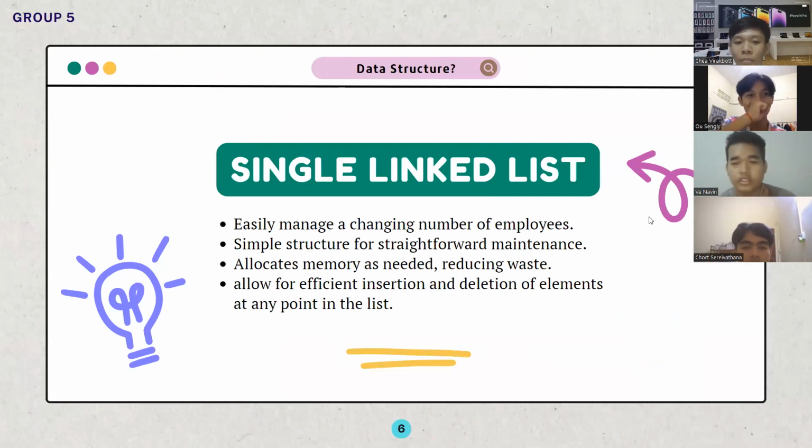We use a singly linked list. Why do we use a singly linked list? Because it's easy to manage a changing number of employees, and it is a simple structure that is easy to add and update elements. It can allocate memory as we need, and it also uses less memory than other structures. Lastly, it allows efficient insertion and deletion in the list of elements.